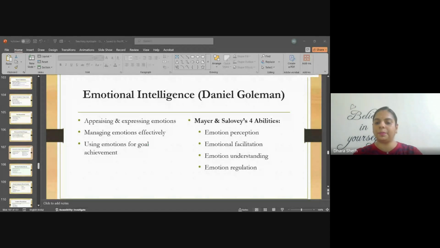Emotion perception, like they see and they observe emotions. Emotional facilitation, enabling those emotions to occur. Emotion understanding, what those emotions are, and emotion regulation, that is controlling those emotions. These are the 4 abilities that they develop. Okay.